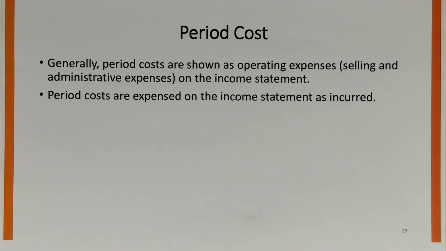And period costs are expensed as incurred. So they appear on the income statement as selling and administrative expense right there on the income statement in the period when the cost is incurred. Very different from product cost, which is first placed in inventory and then only expensed as cost of goods sold once the goods are sold to the customer.